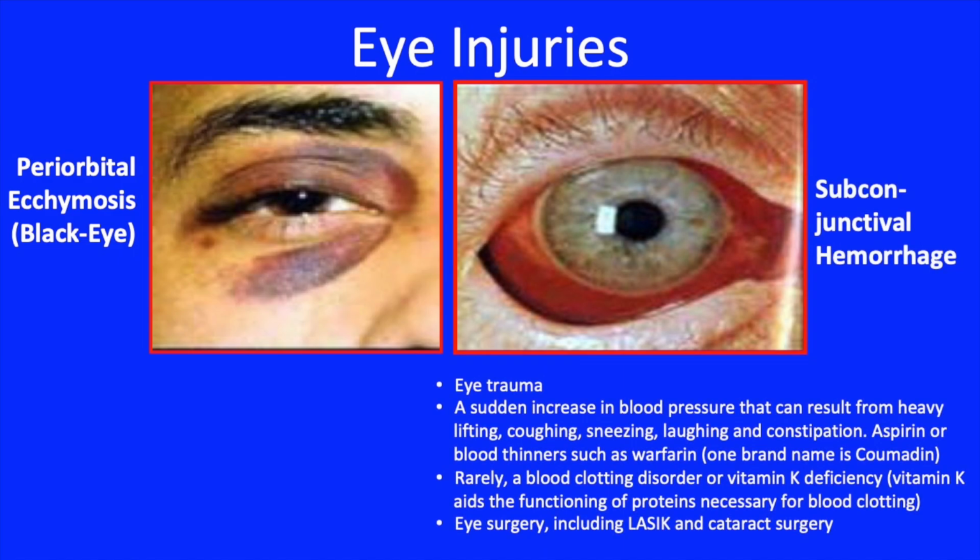A subconjunctival hemorrhage is also the result of a trauma, and although it looks horrible when you see it, it is often the result of a relatively benign condition. Something as trivial as an increase in blood pressure that can result from heavy lifting, coughing, sneezing, laughing, and constipation may lead to the condition.